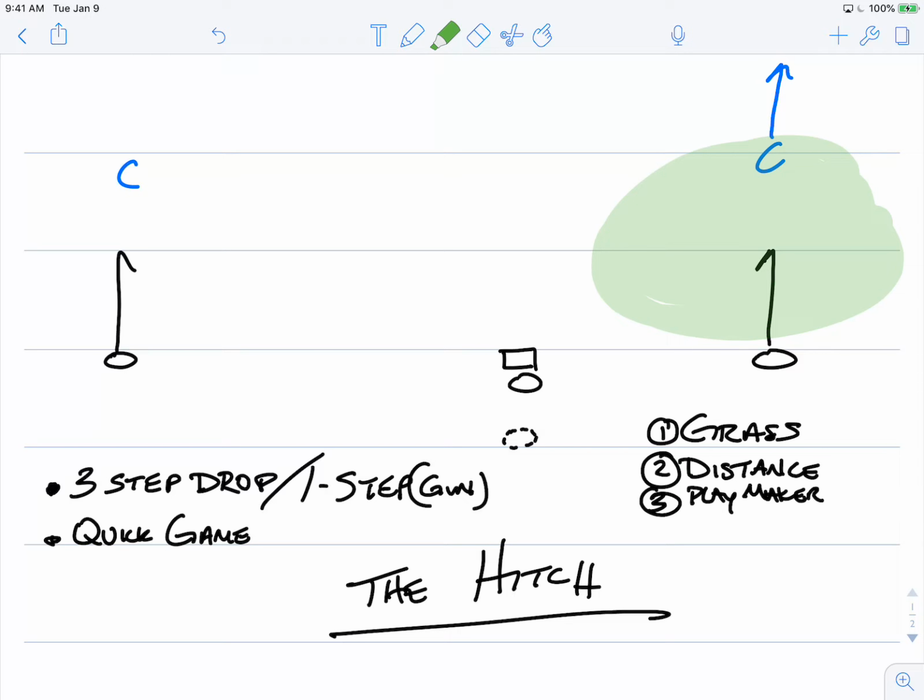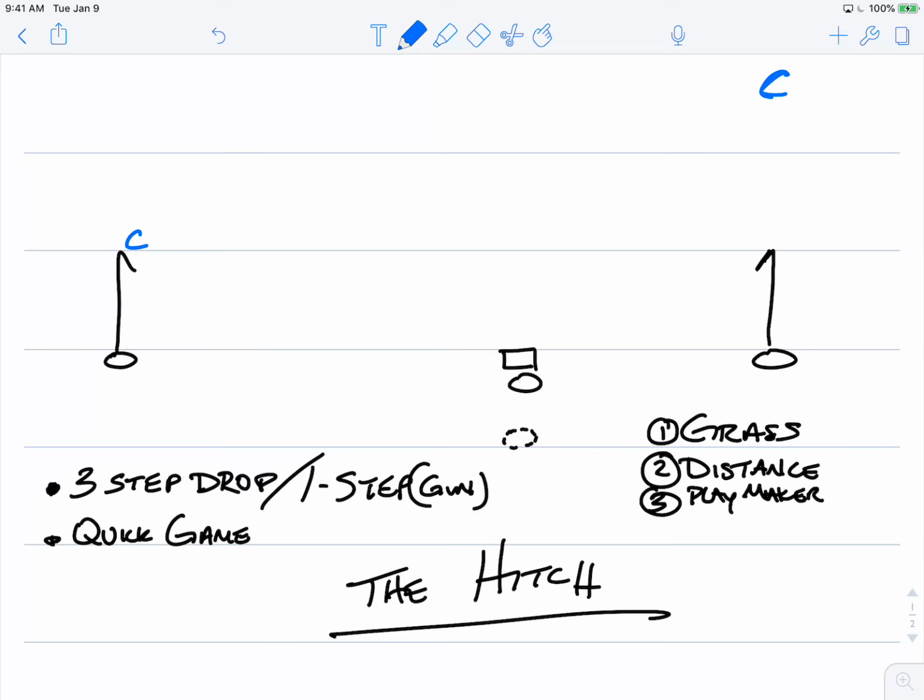Now, let's talk a little bit more about grass. So pre-snap, a lot of times hitches will be paired, so you have it on the left and you have it on the right. So what we're going to look for first to determine which side should I throw to is we're going to look for grass. Okay, and what we mean by that is pre-snap, based on the alignment of the corners, where do we have the open grass?